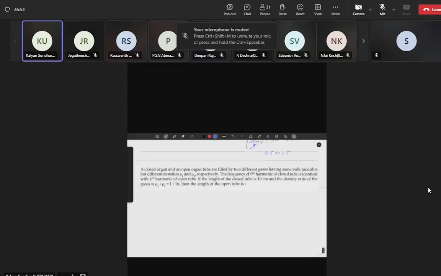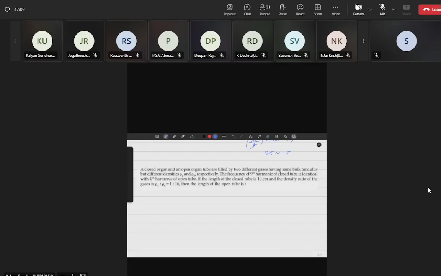Right, this is the question. Closed organ pipe tubes are filled with 2 different gases having the same bulk modulus but different densities, rho 1 and rho 2. How is velocity related with bulk modulus and density? Sir, directly proportional to bulk modulus and inversely proportional to density. Correct? For both, the bulk modulus is the same, only density is different.